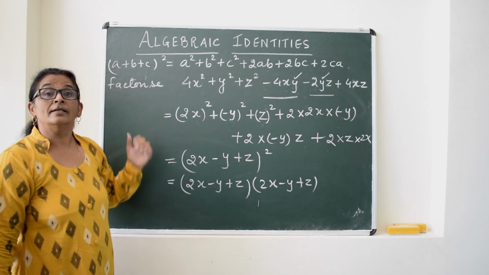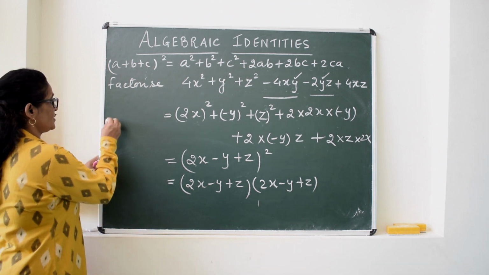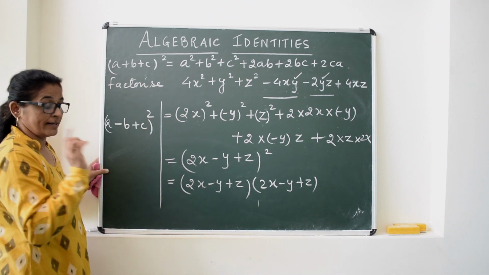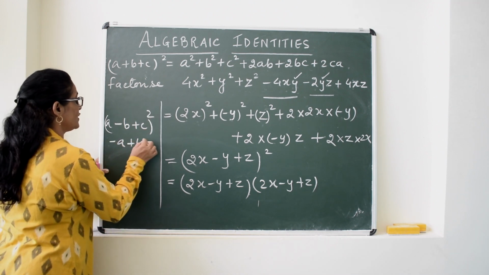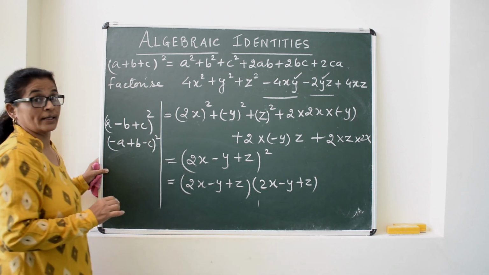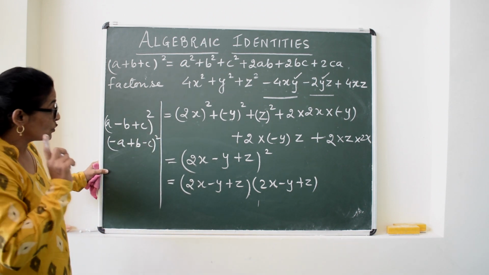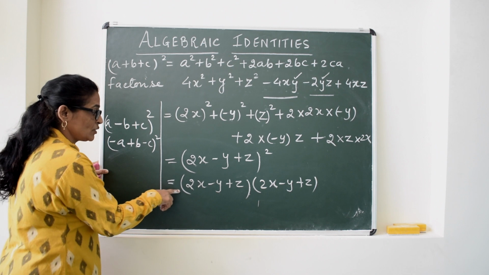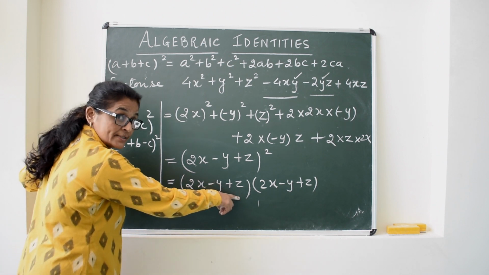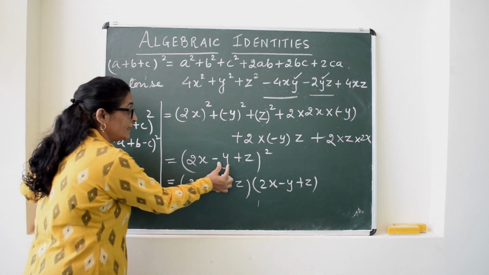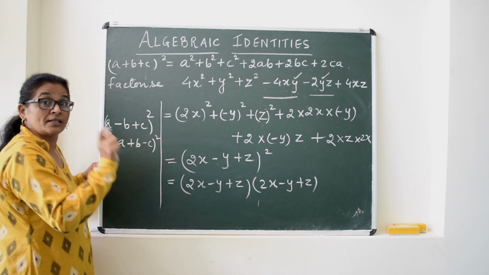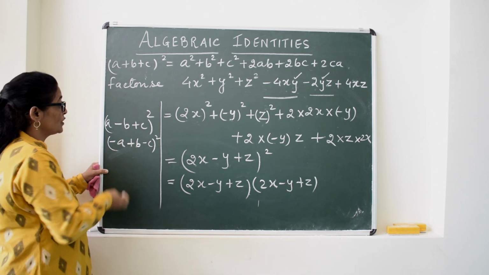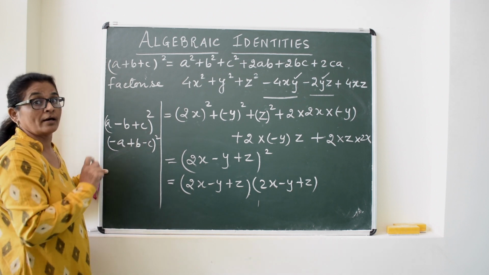Now what we had discussed earlier, that the two expansions a minus b plus c the whole square and minus a plus b minus c the whole square, they are the same. So if you notice, the same answer can also be written as minus 2x plus y minus z the whole square. Means either the second term negative or the first and the third term negative, the expansion will be the same, that we had already discussed previously. Clear? So the answer is this or this, both are correct. Clear?